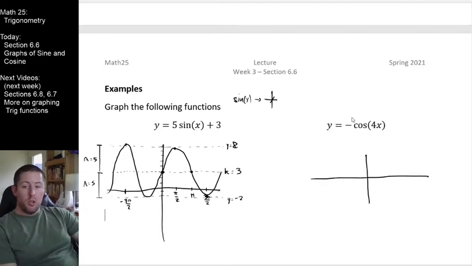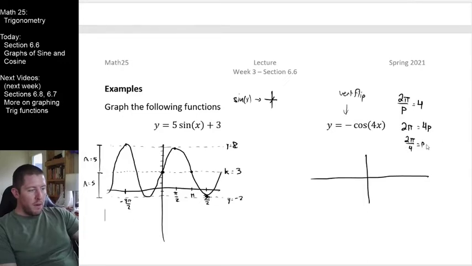What I can see are the two things that are going to happen: we're going to get a vertical flip, and I've seen that we want to think about our period as 2 pi over p. We want to know what actually is the period. So I'm going to do a little bit of algebra here. 2 pi equals 4p. I multiplied both sides by p, and now I'm going to divide by 4. 2 pi over 4 is the new period, and that's really just pi over 2.